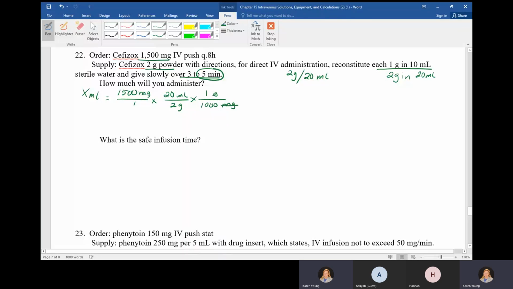So my milligrams cancel, my grams cancel. I can cancel 2 zeros with the 1,500, 2 zeros. My third 0, I can cancel with the 20. So I'm doing 15 times 2. And 2 times 1 is 2. So it's 30 over 2, which is 15 milliliters. So I'm giving 15 milliliters this time.